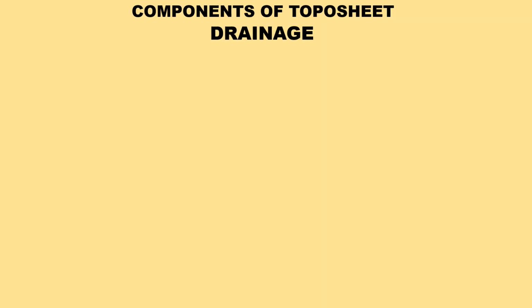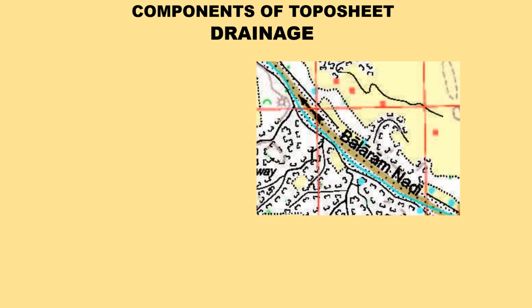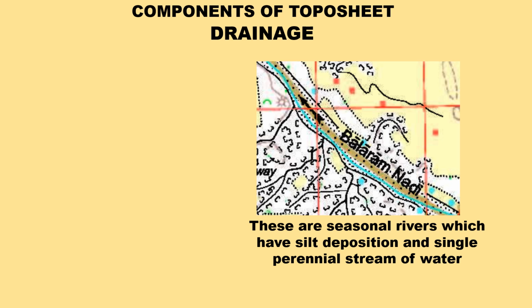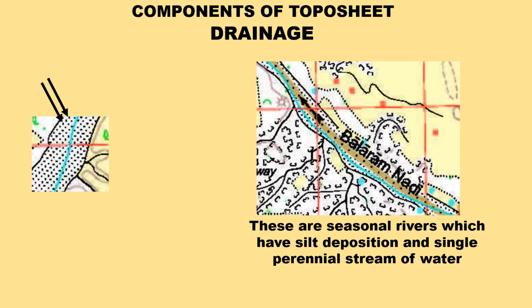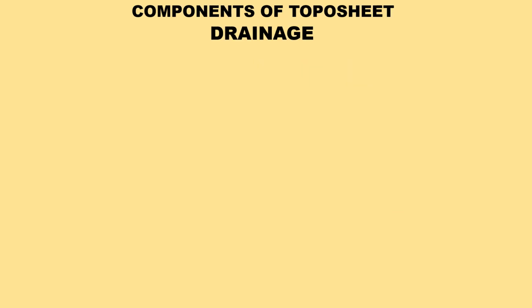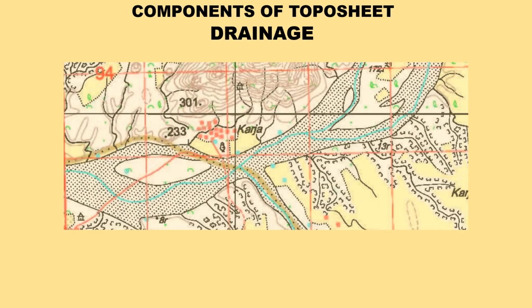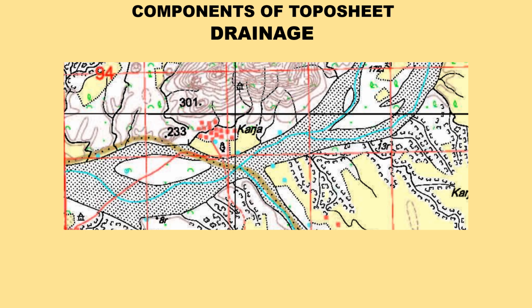Next, on the components of topo sheets, we have the drainage system. Now, the main element of the drainage system is the network formed by the rivers. These are seasonal rivers which have silt deposition and a single perennial stream of water. Now, when we analyze the drainage system shown on the topo sheet, we'll get to see that most of the rivers are braided in nature.